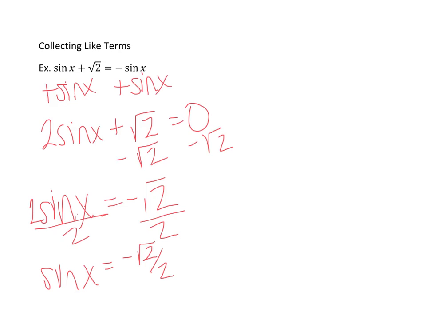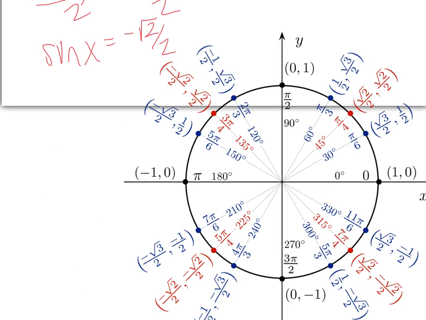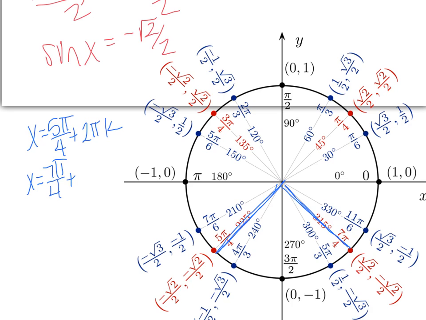So we pull up the unit circle, and we look to see where my y-coordinate equals negative radical 2 over 2. Sine is positive in quadrant 1, positive in quadrant 2, so it's going to be negative in the other two quadrants. And I'm going to see it right here at 5 pi over 4 and over here at 7 pi over 4. So my answer: x equals 5 pi over 4 plus 2 pi k, x equals 7 pi over 4 plus 2 pi k.